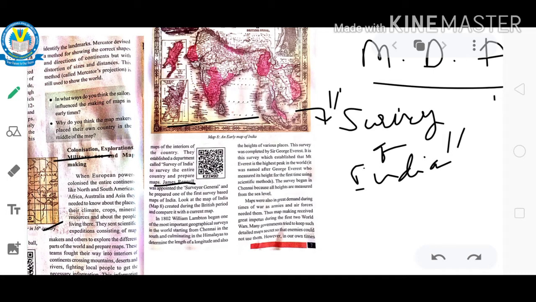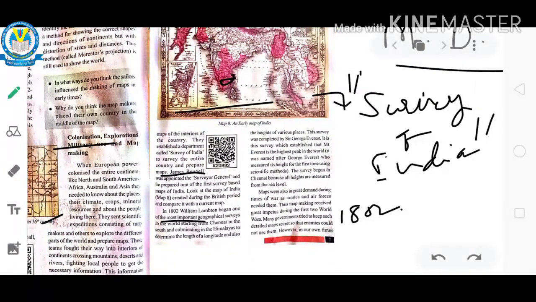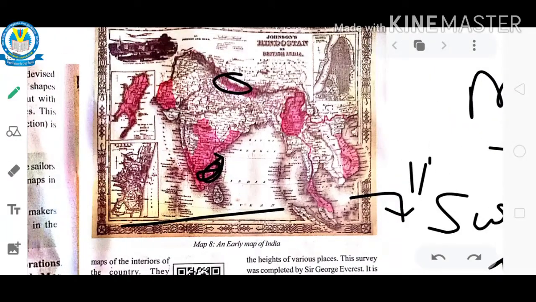In the year 1802, William Lambton started one of the most important geographical surveys in the world. The survey started from Chennai in the south of India and ended in the Himalayas, to ascertain the heights of the different places.